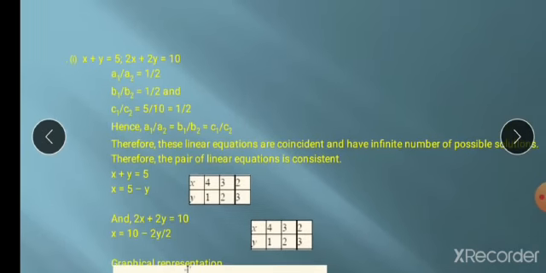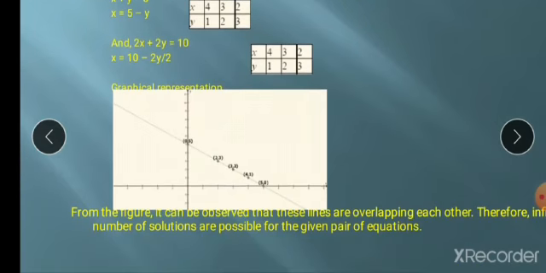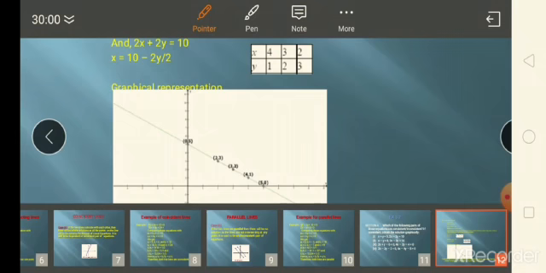So take the first example. A1 by A2 is 1 by 2, B1 by B2 is 1 by 2, C1 by C2 is also 1 by 2. They are all equal. Then what type of lines? They are called coincident lines. If it is coincident lines, you have to draw the graph. You know how to draw the graph. Take the first equation, x + y = 5, then x = 5 - y. Substitute y values 1, 2, 3, then you will get the x values. You plot that on the graph sheet. It will be (4, 1), (3, 2), (2, 3).